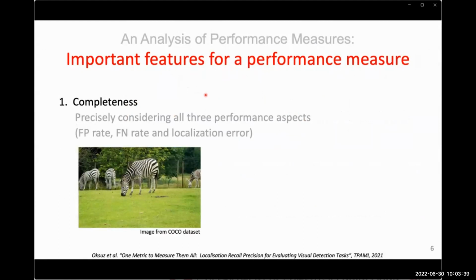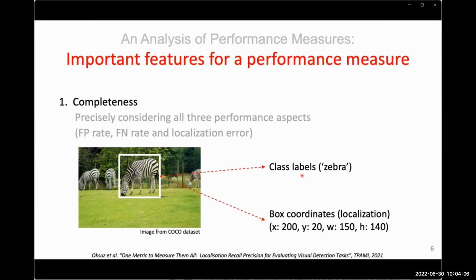To motivate why we expect a performance measure to be complete, consider the object detection problem. We can easily extend this example to other visual detection problems. In object detection problem, we are provided an input image as shown here, and we are interested in finding the boxes that bound or surround the objects in the image. This detection problem includes 2 tasks. A classification task for finding the class labels of the objects, zebra in this example image, and a localization task for estimating the coordinates of the box that bound the object. The coordinates of the center and width and height of the box, for example. We can clearly see that the object detection problem includes 2 tasks, a classification task and a localization task.